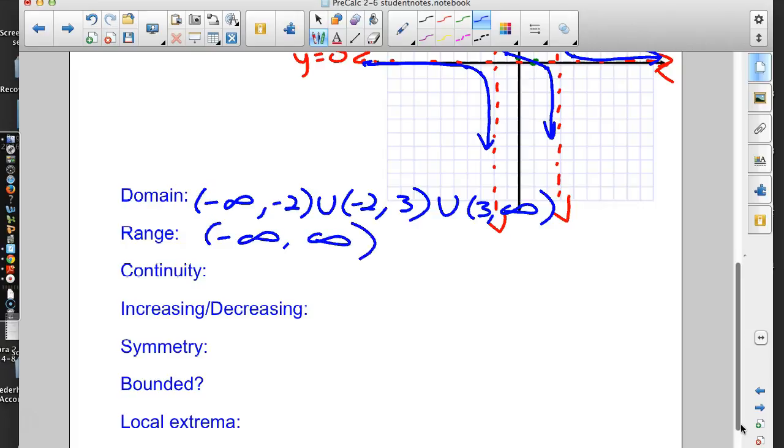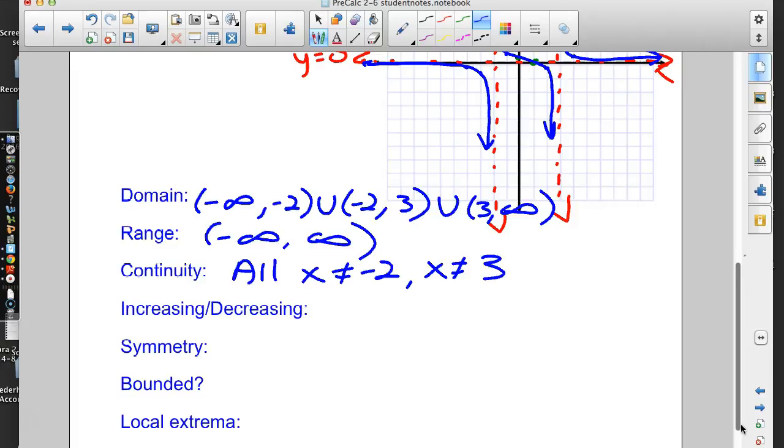And here's where it gets interesting. Remember we said we were going to force all of these to be continuous over their domain. So what numbers would we have to leave out in order for this to say it's all reals for its domain? Negative 2 and 3. Yeah. So all x not equal to negative 2 and not equal to 3 will make it continuous. If you take those numbers out of the domain, then this is a continuous graph.